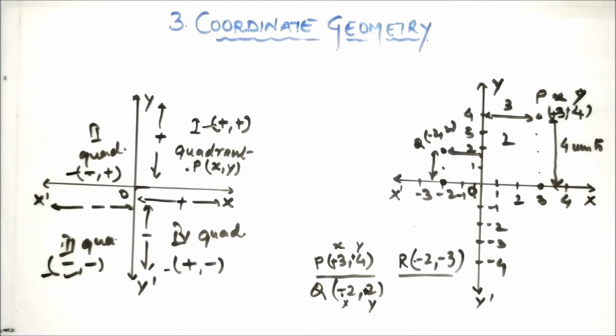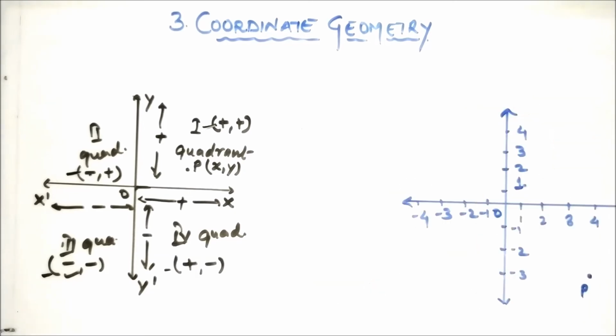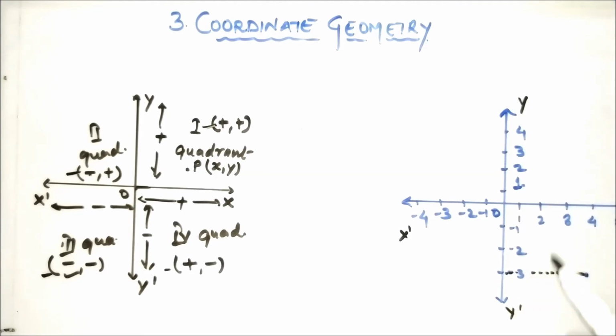Now let us see how to read a marked point. Suppose I ask what are the coordinates of this point P. This point P is already marked in the coordinate plane, and I need its coordinates. So I will mark two perpendicular lines, one on the x-axis and one on the y-axis. This is the y-axis, y dash and y, and this is x and x dash.